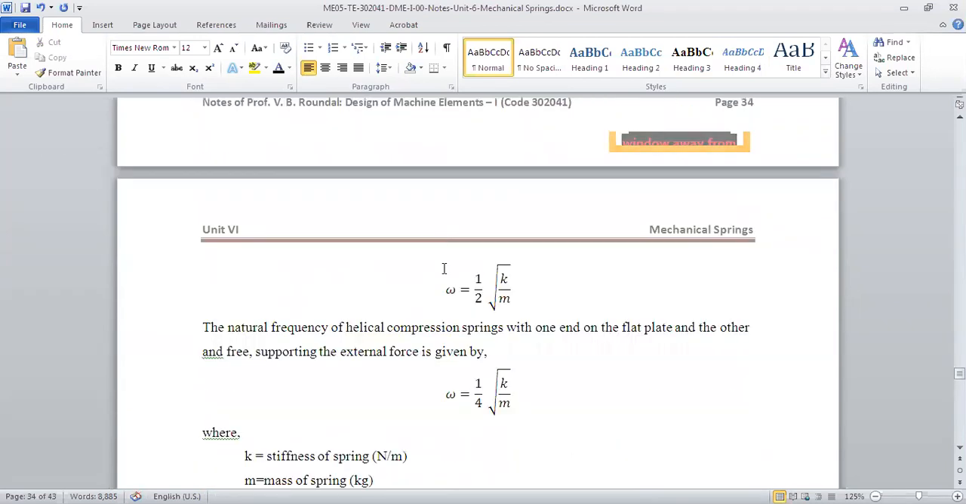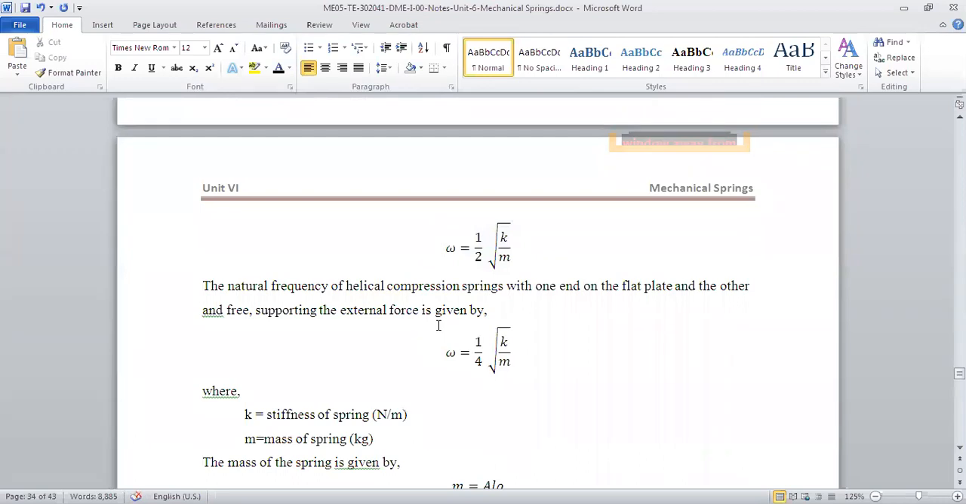Now, if we put the spring between two parallel plates, the natural frequency is given by ω = (1/2)√(K/M). K is the stiffness of the spring, and M is the mass of the spring. So (1/2)√(K/M) is the natural frequency of the spring.